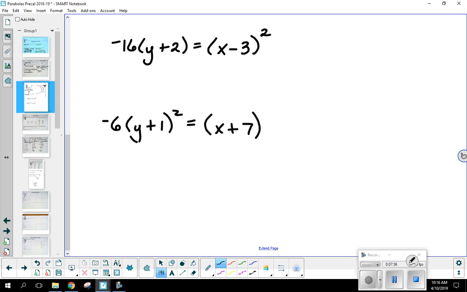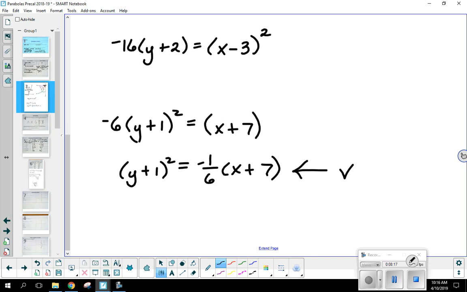I'm still going to be able to tell the direction and the vertex, but I won't see the true value of 4p unless I put it in the correct position. So y plus 1 squared equals, because there's a 1 in front of this group, negative 1/6 times x plus 7. Okay. So this one, the actual latus rectum should only be 1/6 of a unit wide. Okay, that represents 4p in this case. So we're talking about a pretty narrow parabola. Okay, what direction would it open? This one would open left, yes, because y is squared and the 4p is negative.